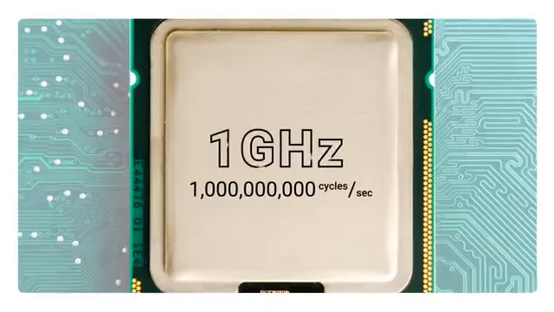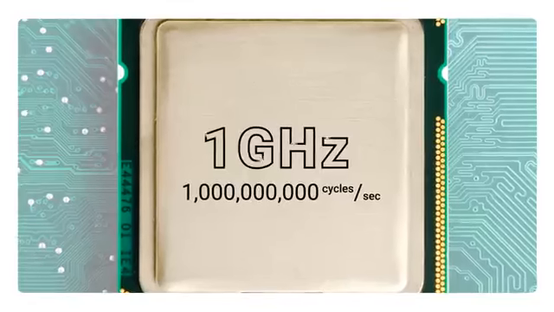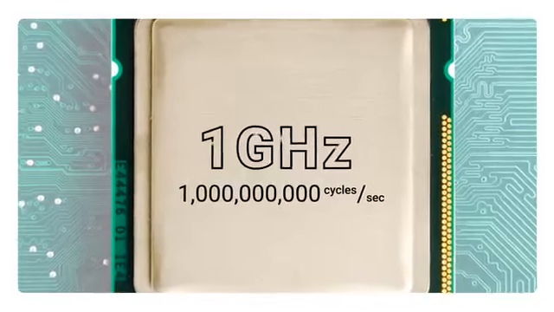1 gigahertz is 1 billion cycles per second. So the speed at which these transactions are occurring is extremely high. So that's how computers are able to process data and information so quickly that it's almost seamless from our perspective.